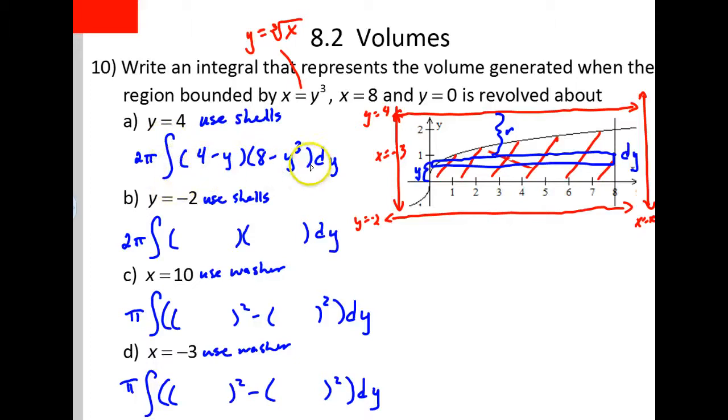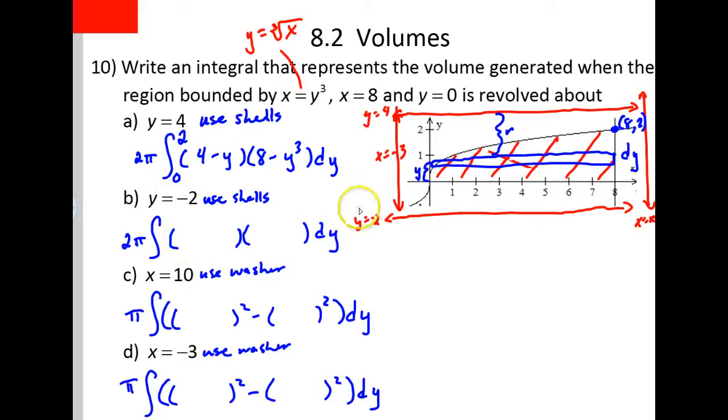All right, we're integrating with respect to y. So lowest y value, which is 0, to highest y value. So what is the highest y value? Well, this point over here is 8 comma 2, right? 8 comma 2, because if y is 2, 2 cubed is 8. So that means we're integrating from 0 to 2. All right, so that's part A.